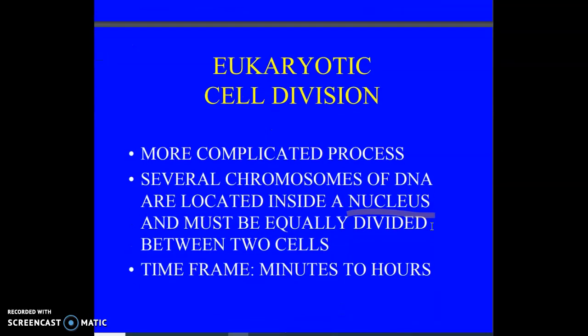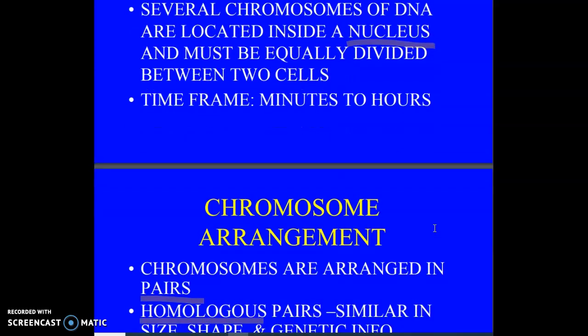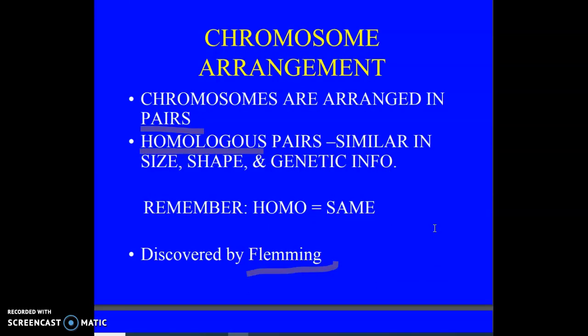It's more complicated. Number 13, where are chromosomes located in these eukaryotic cells? Inside the nucleus. And all that has to be divided. It can take minutes to hours for this process to complete. So how are the chromosomes arranged in eukaryotic cells? They're arranged in pairs, 14. And 15, chromosomes that are similar in size, shape, and genetic content are called homologous chromosome pairs. And who discovered these chromosomes? Fleming.